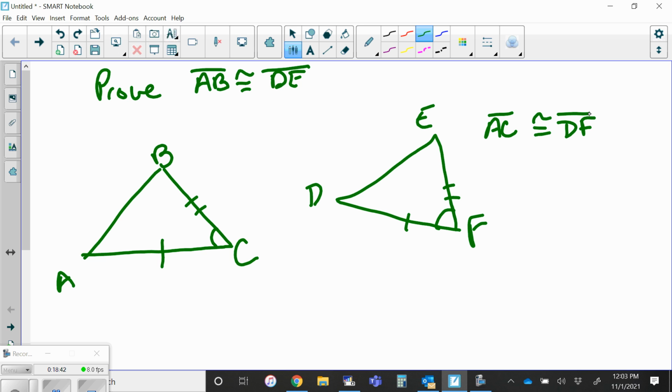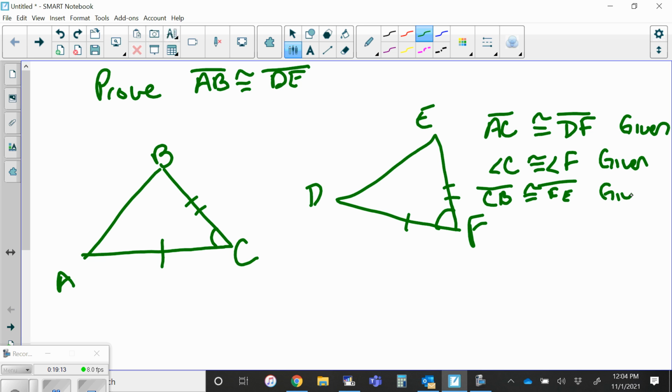So what's that called? What else? Angle C is congruent to angle what? And what's the reason for that? An angle or side CB is congruent to FE. And what's the reason for that? Given. All those because they gave us those tick marks, yes?